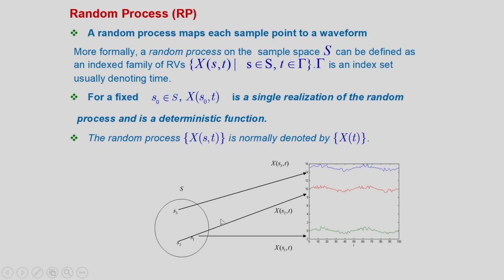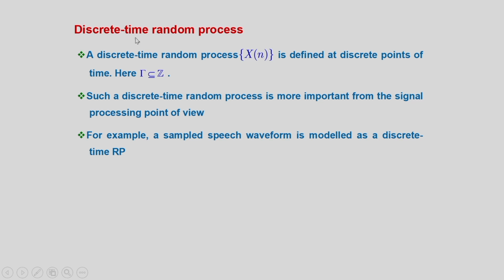Here is an illustration of random process. This is the sample space. We are showing 3 sample points, and each sample point is mapped to a sample function, a waveform like this. Okay. Our concern is discrete time random process.